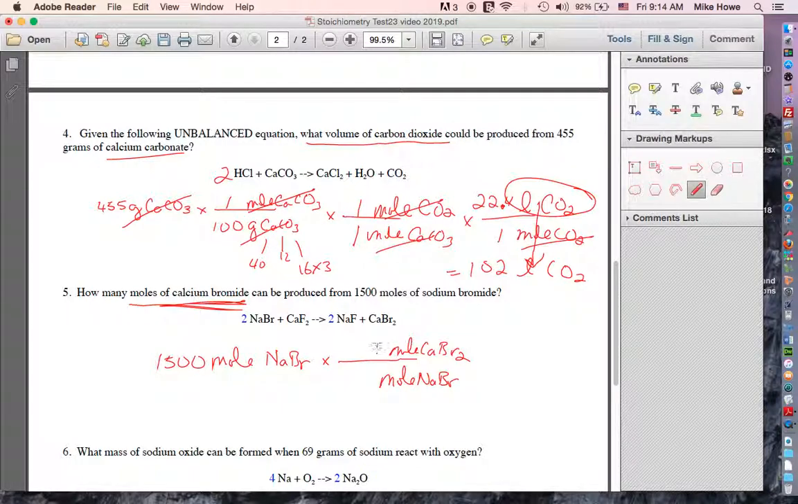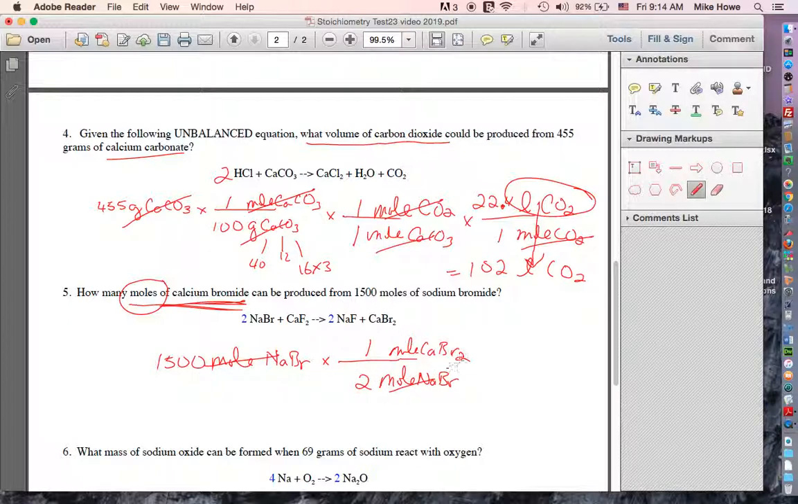All right, so the relationships are, in front of calcium bromide, looks like there's nothing there, so that's a 1. In front of the sodium bromide, there's a 2. Now, do we have another step in this question, or are we done? I think we're finished here because, see, it asks for moles. It doesn't ask for liters, doesn't ask for grams, doesn't ask for molecules. It just asks for moles.